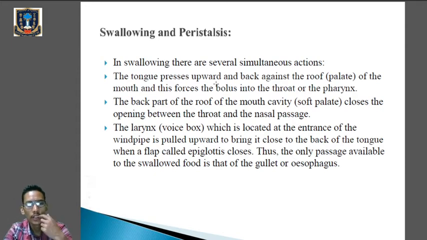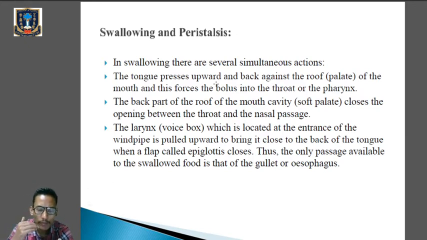First one, the tongue. It presses upward and back against the roof. Roof means the uppermost part of the mouth, the palate. Okay, so the tongue presses upward and back against the roof, the palate of the mouth. So palate means the upper part of the mouth. That's called the palate.